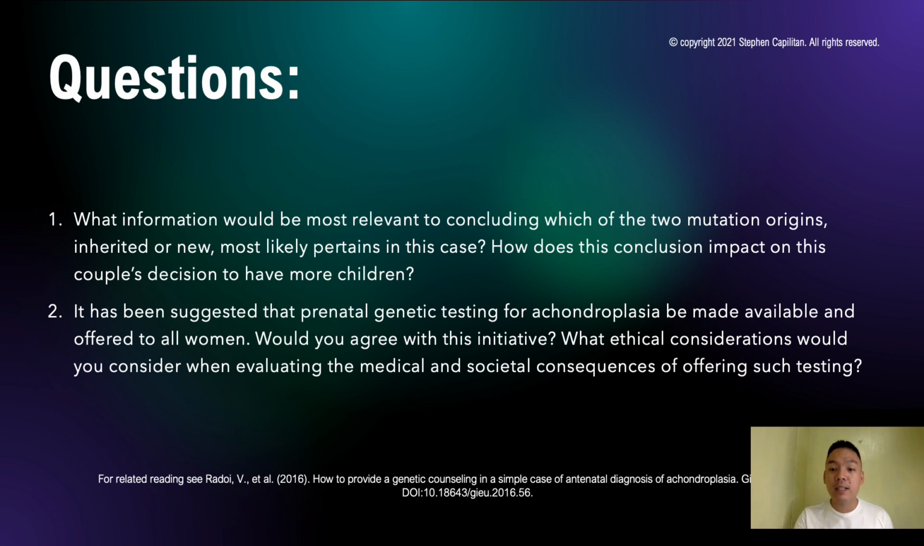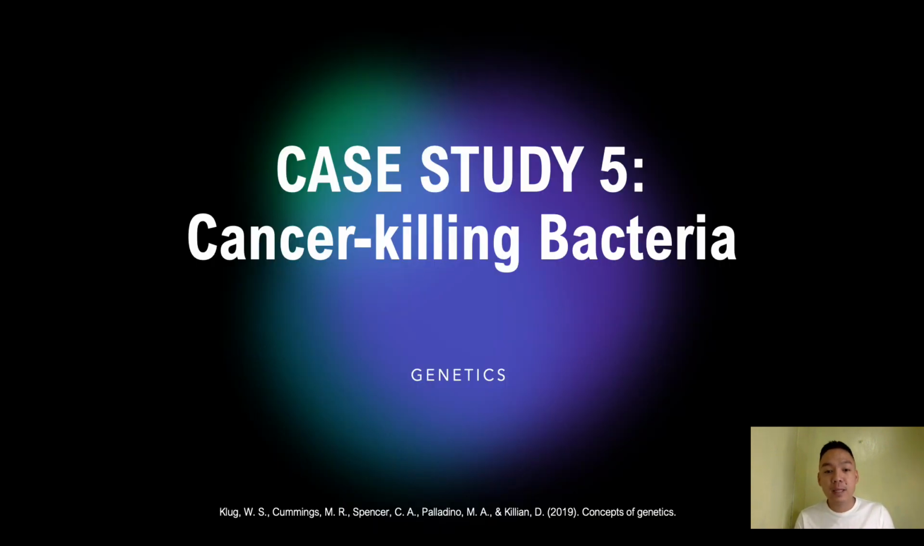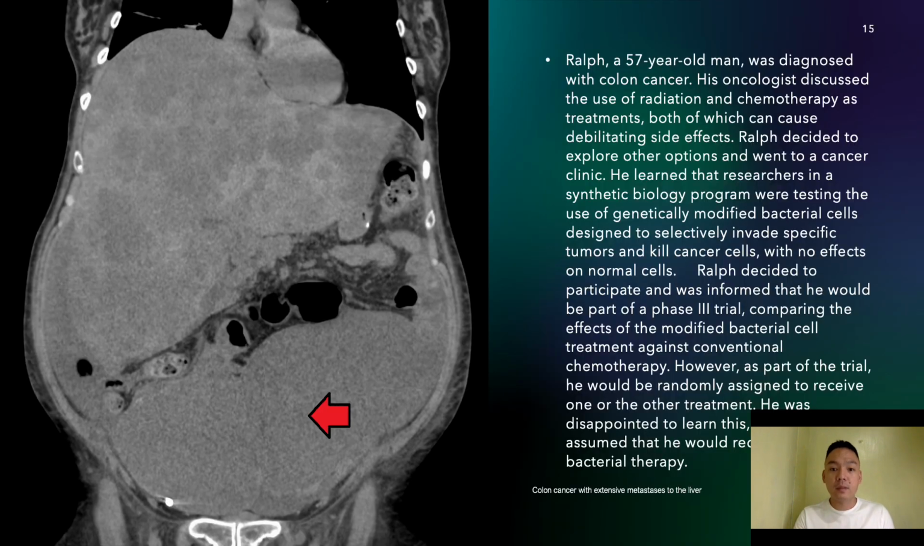And lastly, we're going to talk about the fifth case study, the last case study for this series of case studies, about cancer-killing bacteria. And it goes like this. Ralph, a 57-year-old man, was diagnosed with colon cancer. His oncologist discussed the use of radiation and chemotherapy as treatments, both of which can cause debilitating side effects. Ralph decided to explore other options and went to a cancer clinic.